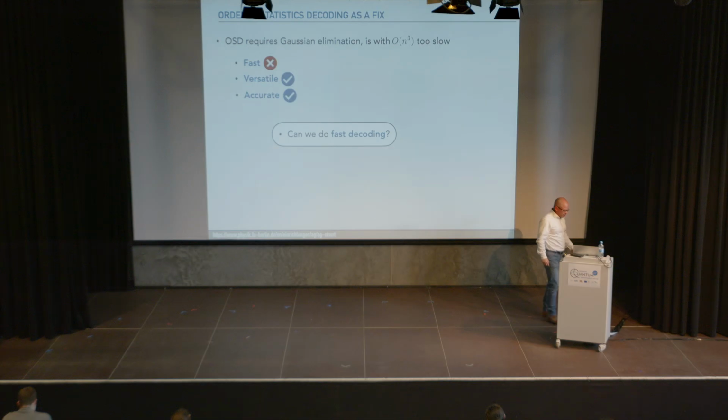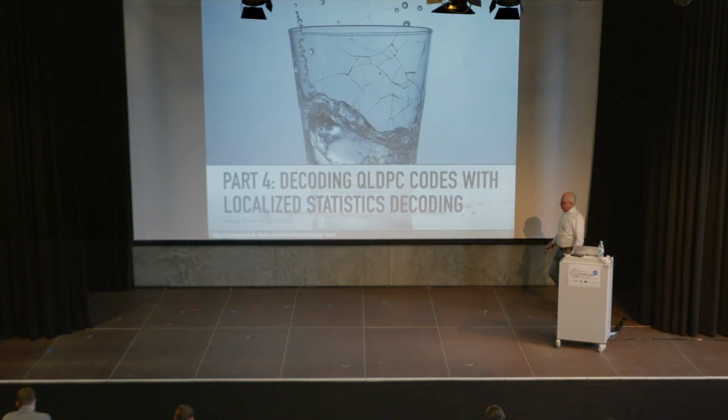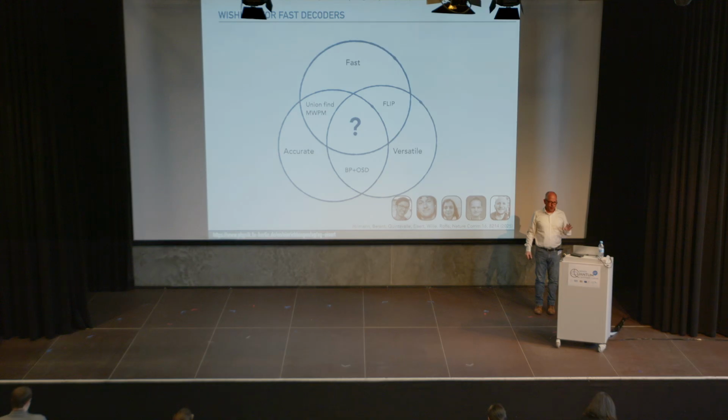Now, this ordered statistics decoding requires Gaussian elimination. That's n to the power of 3, but that's too slow at the end of the day. Can we do fast decoding? And this brings me to the fourth and the last part of the main part: decoding QLDPC codes with localized statistics decoding. That's supposed to bring all this together as a coda of this talk, if you want. You want to be fast, you want to be accurate, you want to be versatile, so look into the thing in the center. We want everything there at the same time.